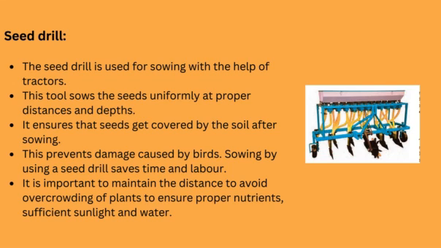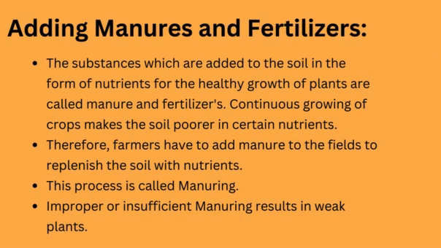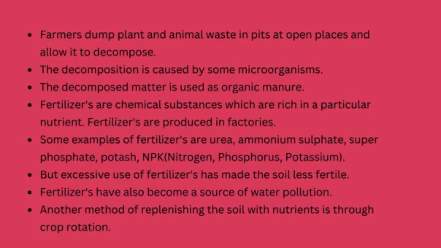The next process is adding manure and fertilizer. The substances which are added to the soil in the form of nutrients for the healthy growth of plants are called manure and fertilizers. Continuous growth of crops makes the soil poorer in certain nutrients. Therefore, farmers have to add manure to the field to replenish the soil with nutrients. This process is called manuring. Improper or insufficient manuring results in weak plants.